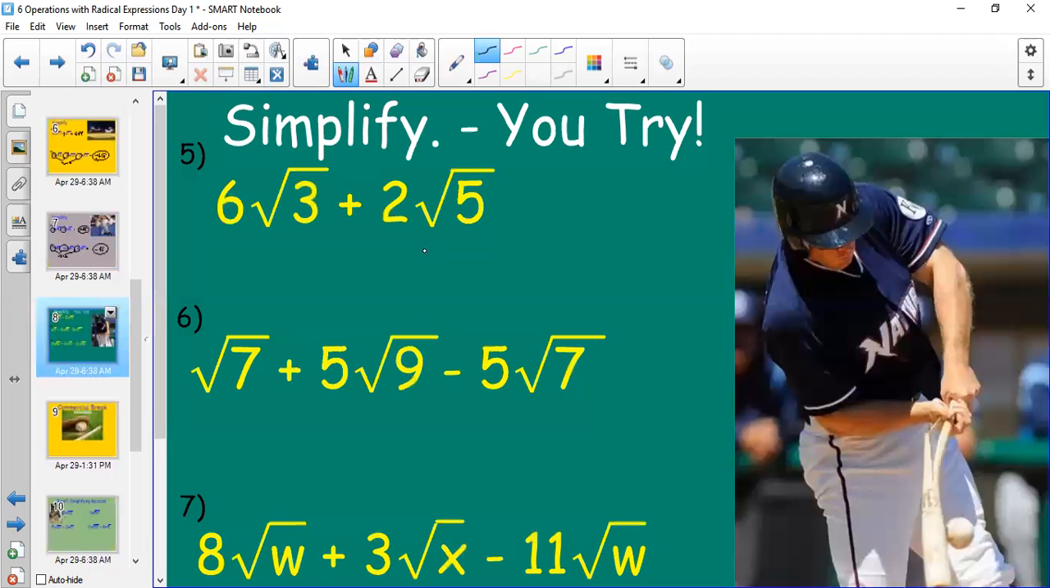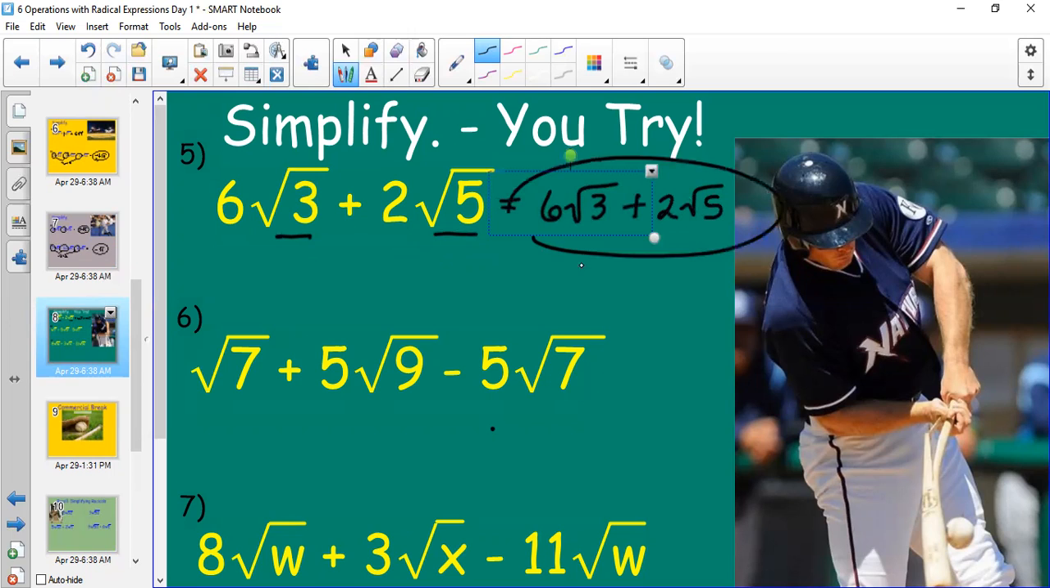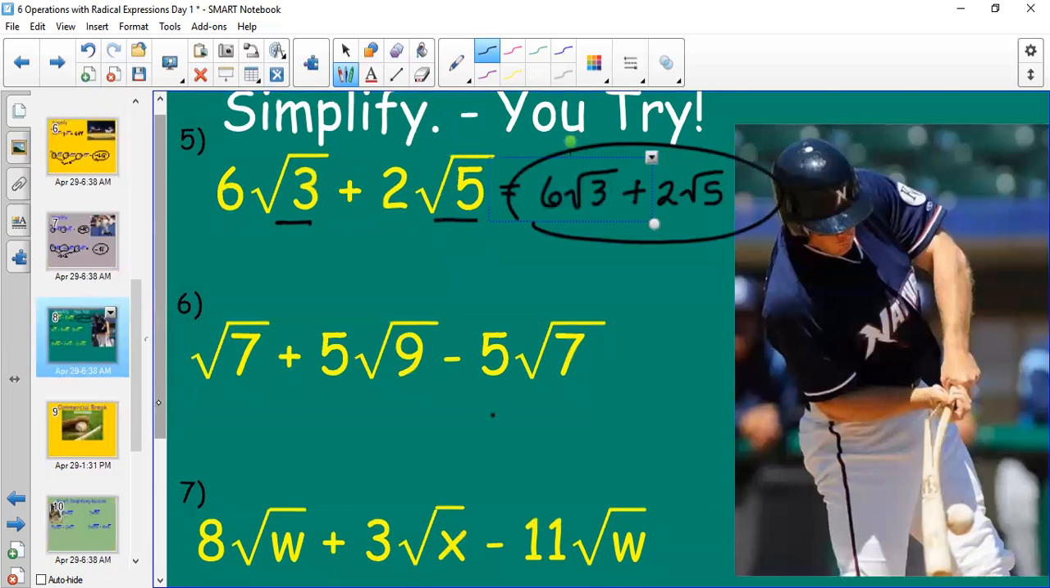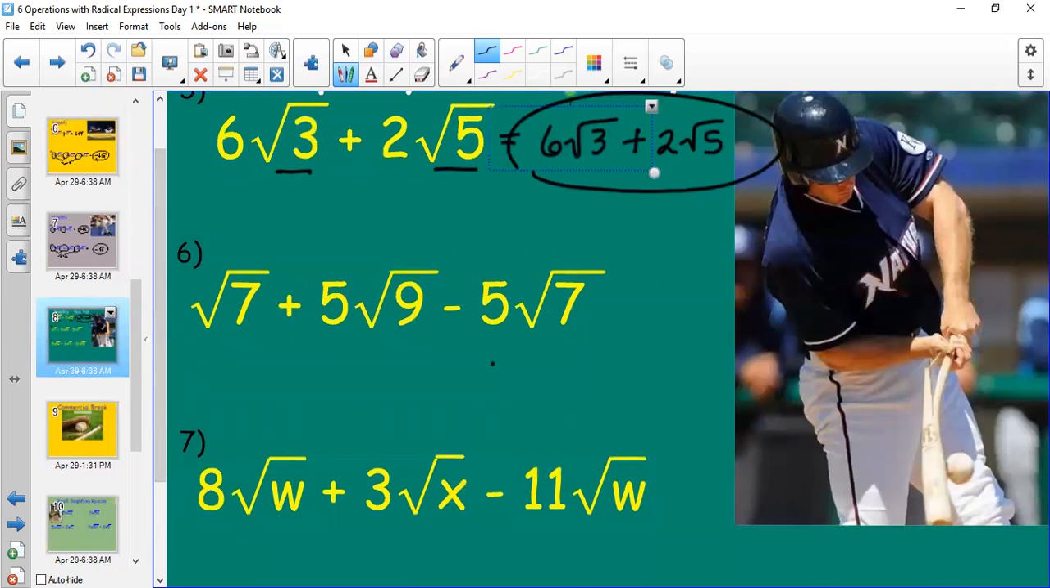First one, if you're like my class, they all got stumped on this one because they were looking at square root of 3 and square root of 5, and they weren't the same, so we can't do anything. Our answer stays 6 square root of 3 plus 2 square root of 5. There was nothing to combine on this one. All right, the next one, I do have the square root of 7s. That's 1 square root of 7 minus 5 square root of 7. That would give us negative 4 square root of 7.